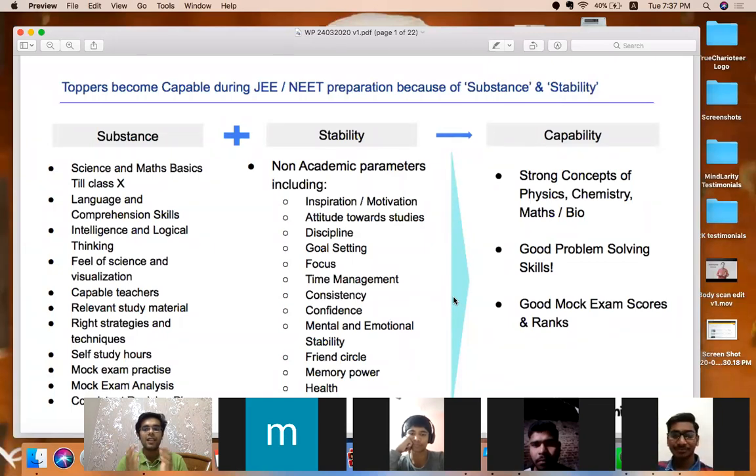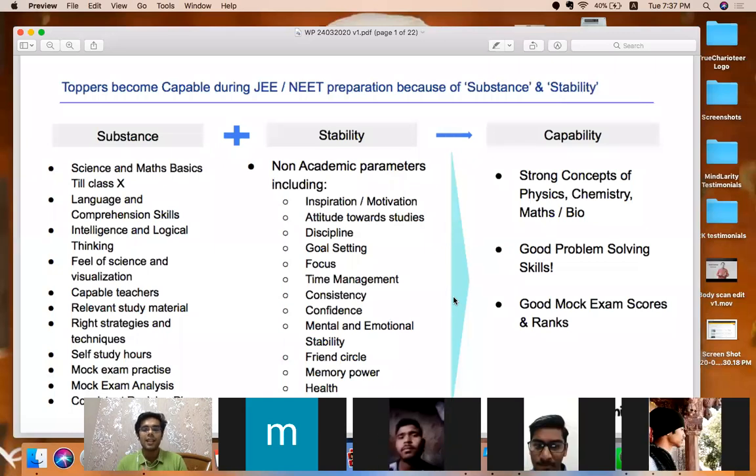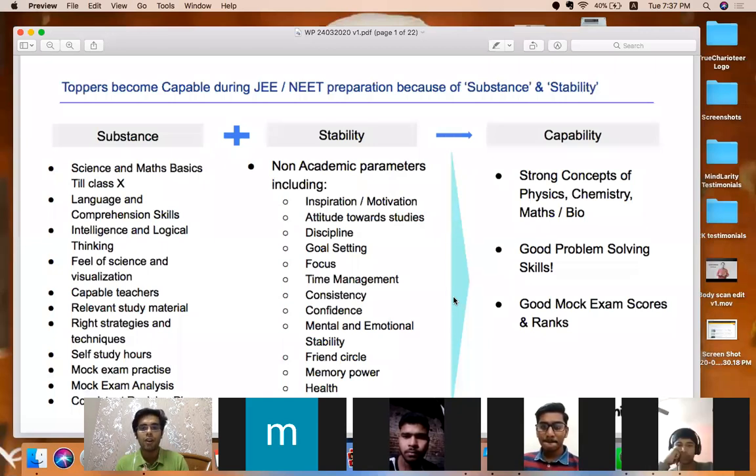That means when we study a chapter, our concept should be very strong. Then our problem solving skills should be very good. And third, our mock exam scores and rank should also be very good. Then only we can say that our chapter is done. So these are the outputs that each one of us in our JEE preparation is looking for. If we don't get this output, we say that our chapter is not going up to the mark, and there is some challenge that we are facing in our preparation journey.